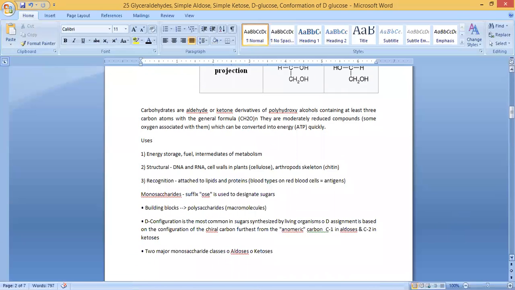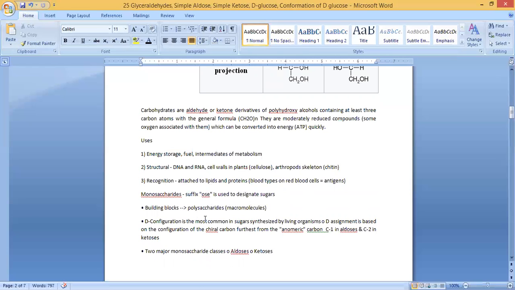They are energy sources, fuels, and intermediates of metabolism. They have a structural role in DNA and RNA, the cell wall of plants, arthropod skeleton, etc. They also have a role in recognition, attached to lipids and proteins, blood types on red blood cells, and antigens. Generally monosaccharides have the suffix "-ose", like aldose, ketose. This is used to designate the sugars.